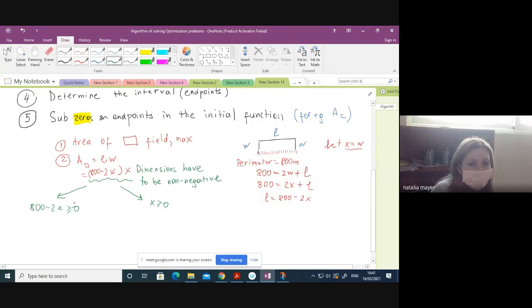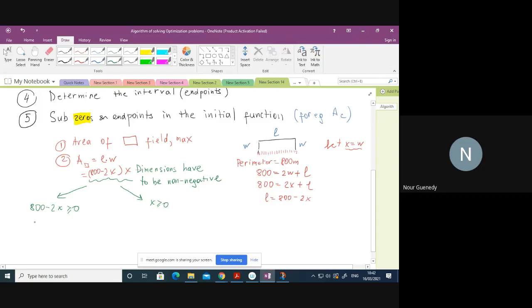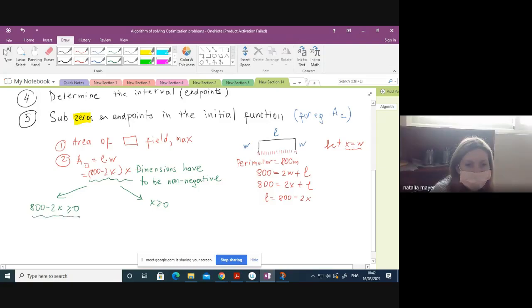Nur Ginedi, can you solve this inequality? Guys, you do it yourselves and tell me the solution. Miss, can you repeat the question? I need you to solve this inequality. It's a linear inequality. We used to solve them in advanced functions. You need to solve for x. I'm going to solve for x.